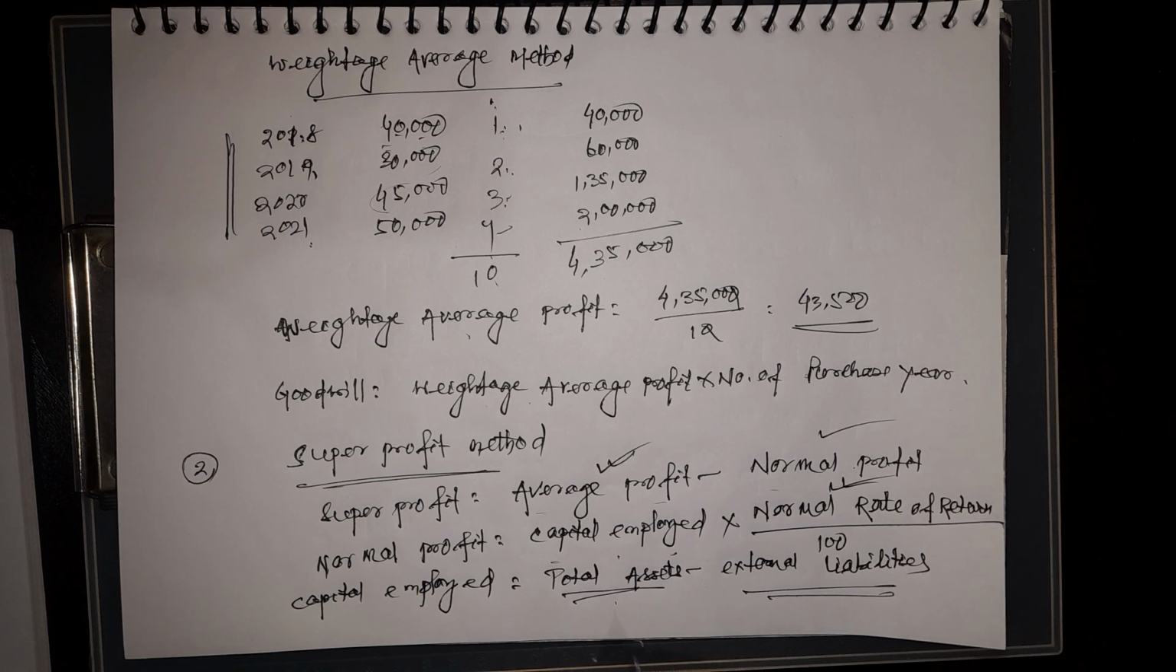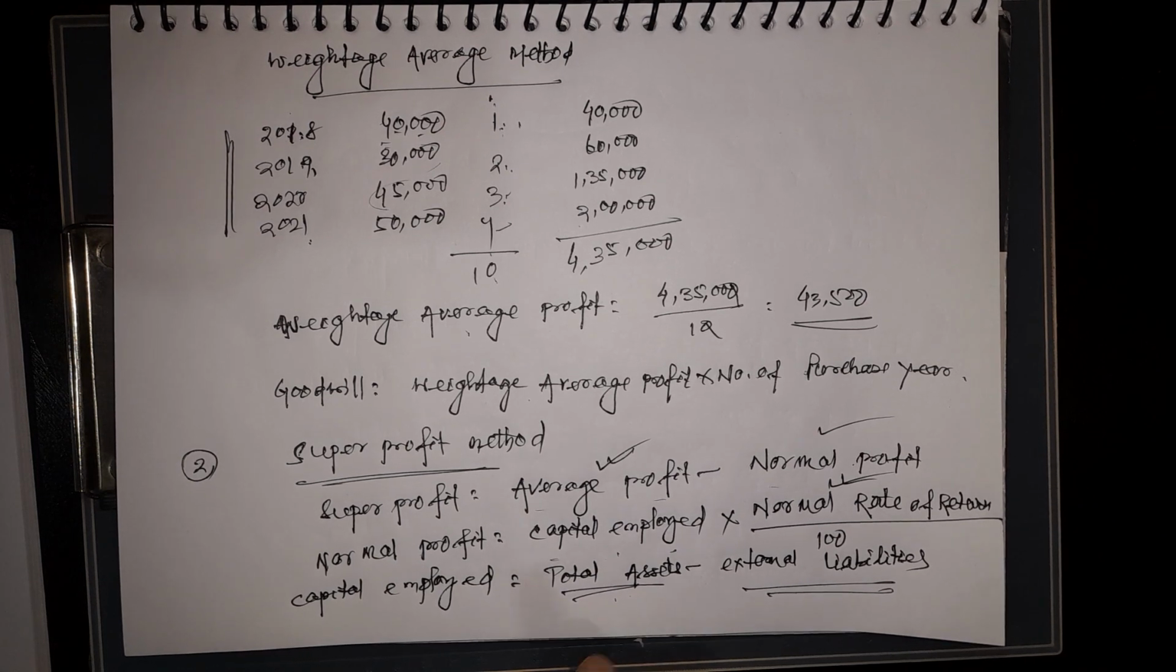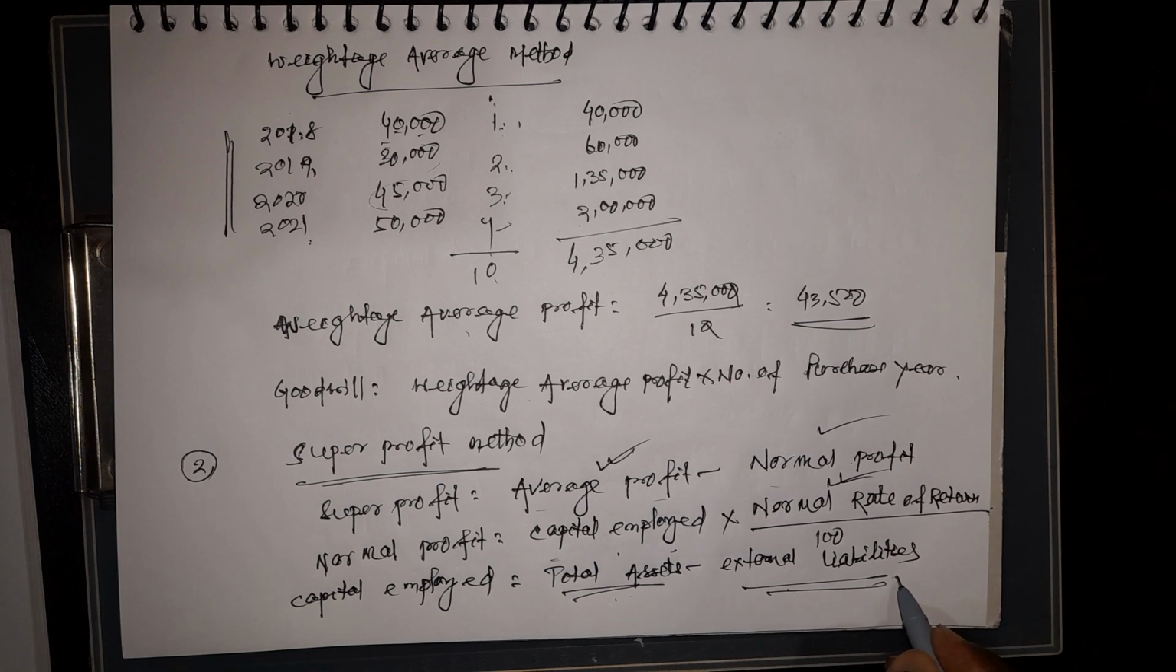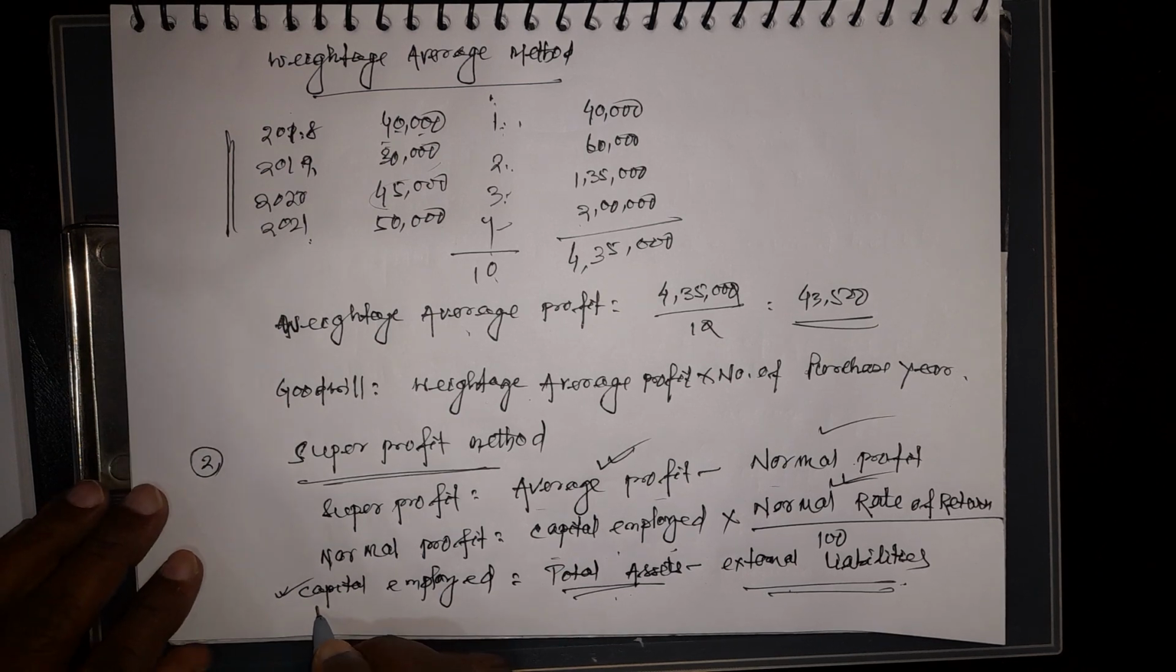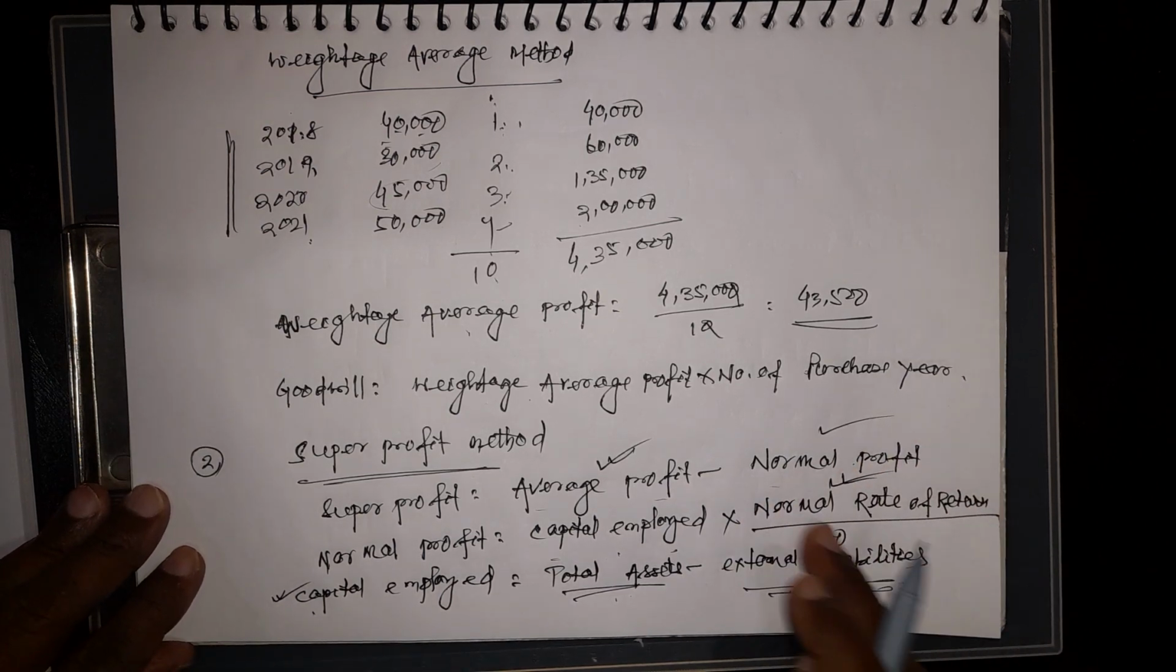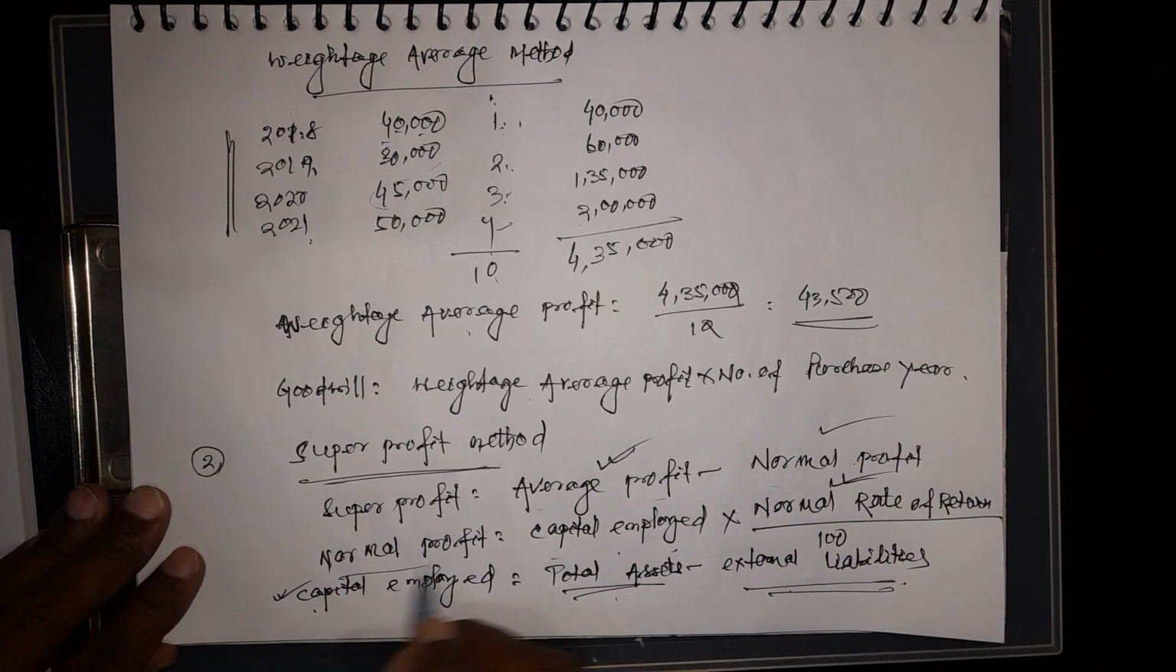So how will you calculate total assets? Exclude the existing goodwill, which is already given, and exclude the fictitious assets. Then subtract the external liabilities and you will get the capital employed. After getting the capital employed, the normal rate of return will be given in the question, so you will get the normal profit.